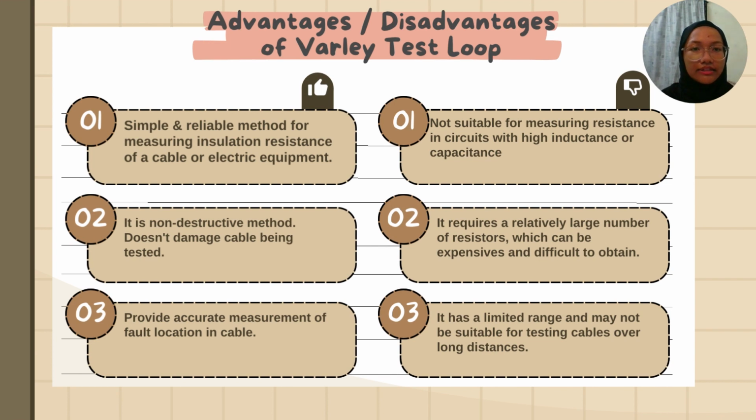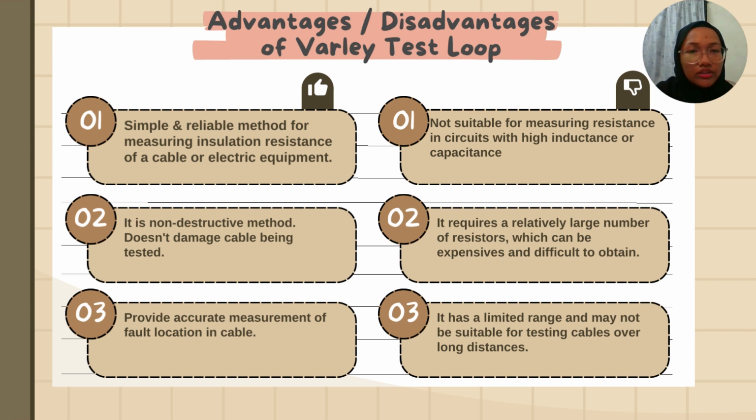Advantages and disadvantages of the Varley test loop. For the advantages, first, the Varley test loop is a simple and reliable method for measuring insulation resistance of a cable or electric equipment because it doesn't require any specialized equipment or highly skilled technician. Secondly, it is a non-destructive method because it doesn't damage the cable that is being tested.